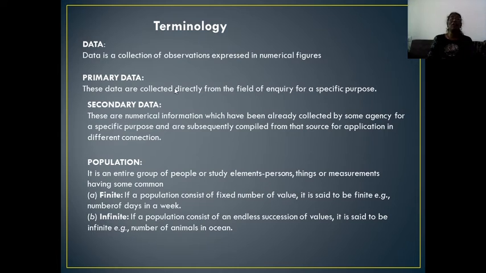While infinite means if a population consists of an endless succession of values, it is said to be infinite, and this includes the number of animals in the ocean, because in the ocean the number of animals is infinite. Therefore, it is an infinite population.